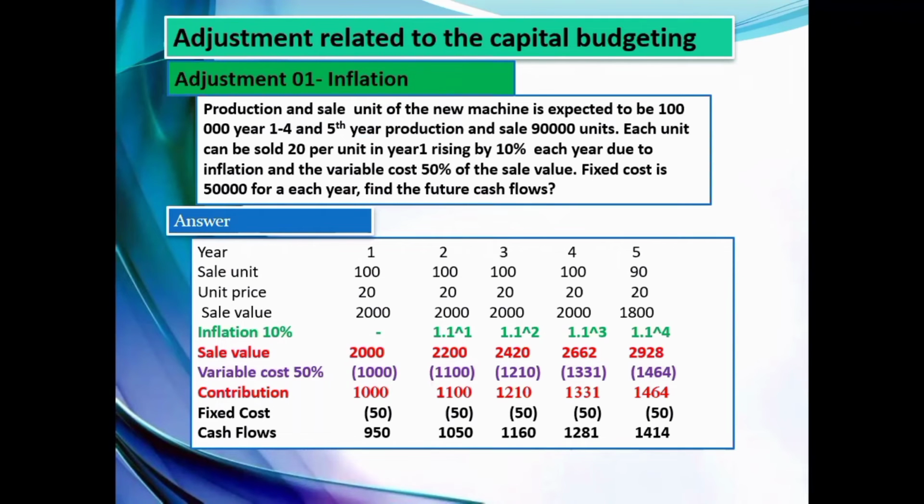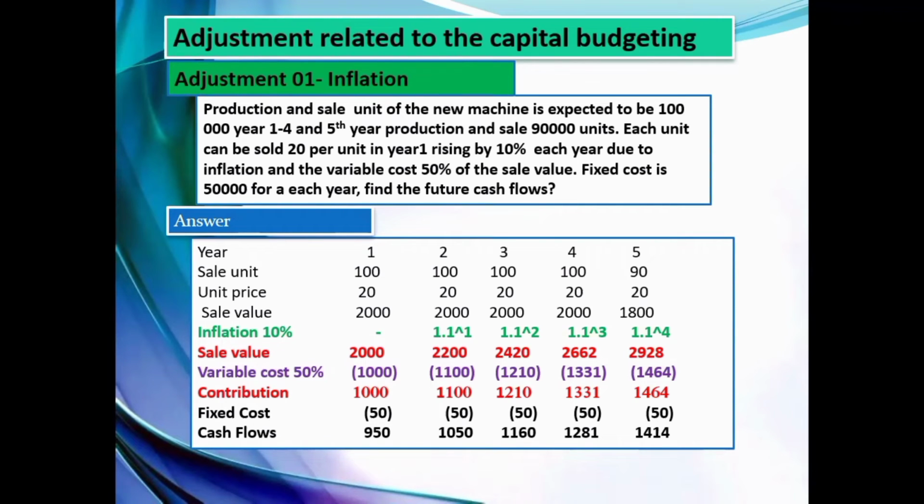Adjustment 1. Inflation. Production and sale units of a new machine are expected to be 1 lakh in years 1 to 4, and in the 5th year production and sale is 90,000 units. Each unit can be sold at 20 per unit in year 1, rising by 10% each year due to inflation, and the variable cost is 50% of the sale value. Fixed cost is 50,000 for each year. Find the future cash flow.